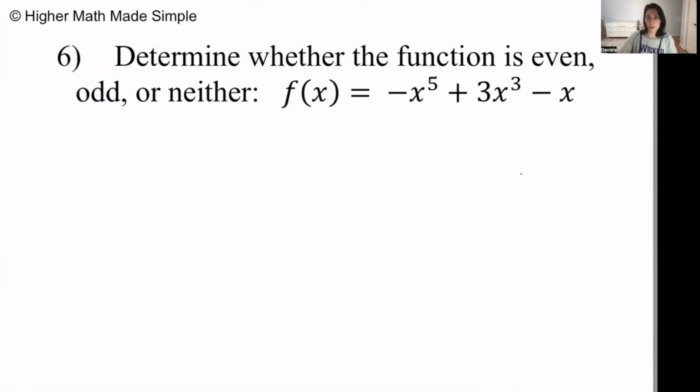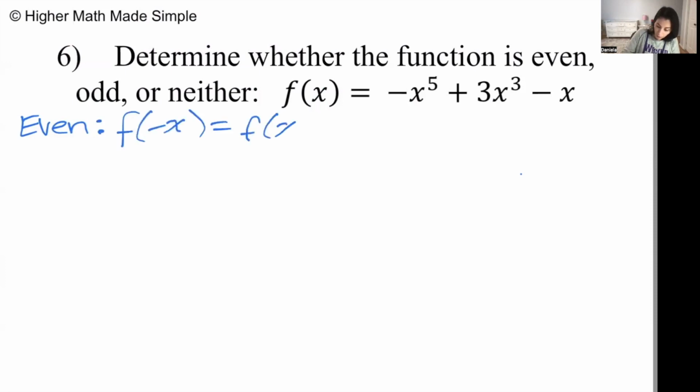Next one, determine whether it's even, odd, or neither. I did talk about this before, and I'll say it again: the algebraic definition is that when you substitute negative x in the function, the negative, quote unquote, disappears. In other words, you get back the original function. And that graphically means that it has symmetry over the y-axis.